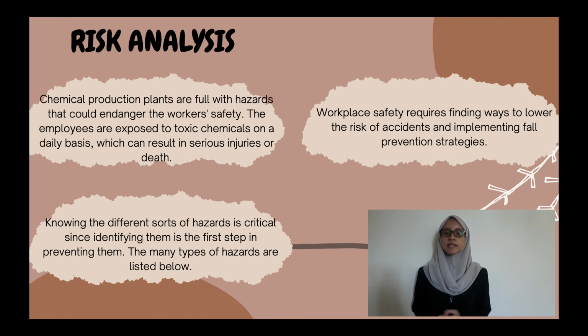Workplace safety requires finding ways to lower the risk of accidents and implementing fall prevention strategies. There are different sorts of hazards that we need to understand thoroughly. The first stage in risk assessment is hazard identification. But in order to do so, we must first understand and recognize workplace risks. In a workplace, there are primarily 6 categories of danger. Knowing the different sorts of hazards is critical, since identifying them is the first step in preventing them.